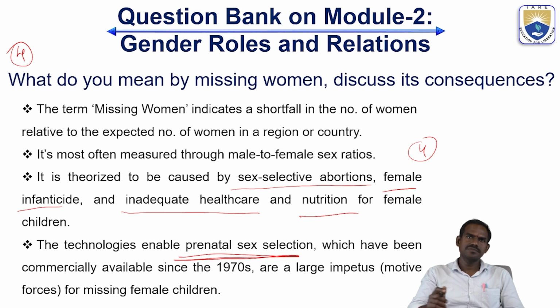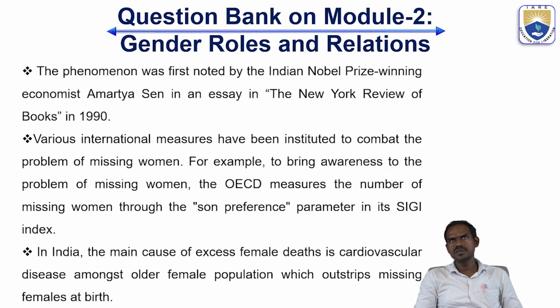Okay, now let's look at the continuation. The phenomenon was first noted by the Indian Nobel Prize winning economist Amartya Sen. This phenomenon was first noted by whom? The Indian Nobel Prize winning economist, and his name is Amartya Sen, in an essay in the New York Review of Books in the year 1990. Various international measures have been instituted to combat the problem of missing women.